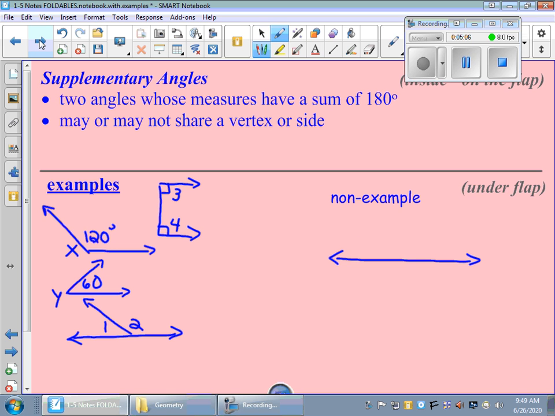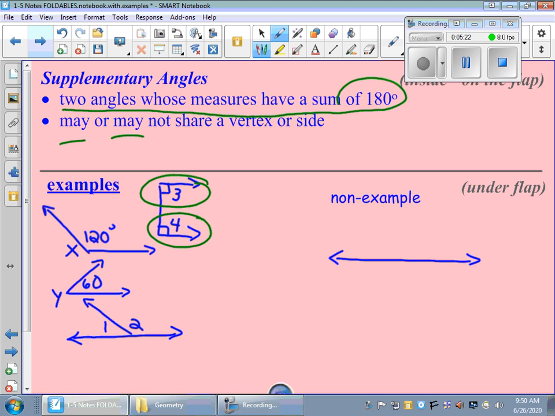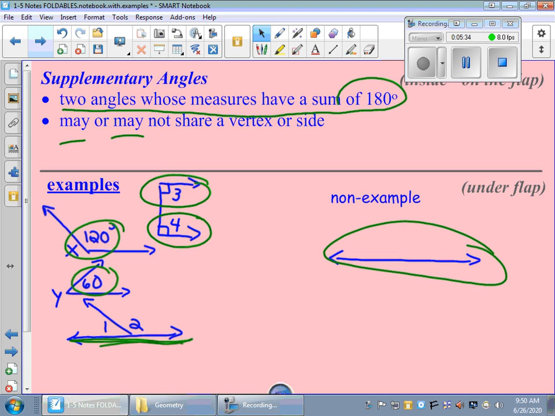Right here we have supplementary angles, similar to complementary: two angles whose measures add up to 180 instead of 90. Supplementary, 180, and again they may or may not share a vertex or side. In this example, 90 plus 90 is 180, and 120 plus 60 is 180. This is a straight line that adds up to 180. Those are all good examples of supplementary angles. Why is this a non-example? It's one angle.